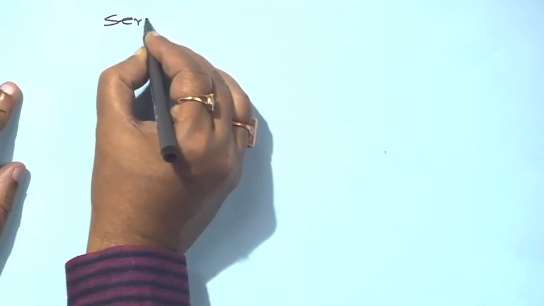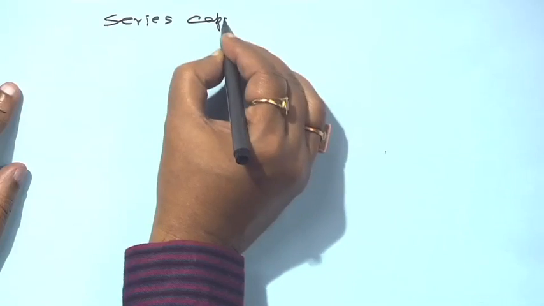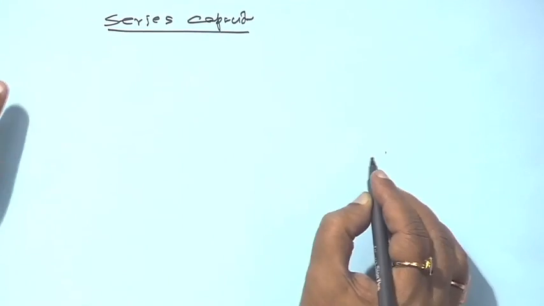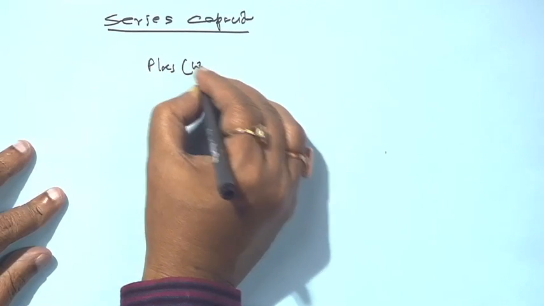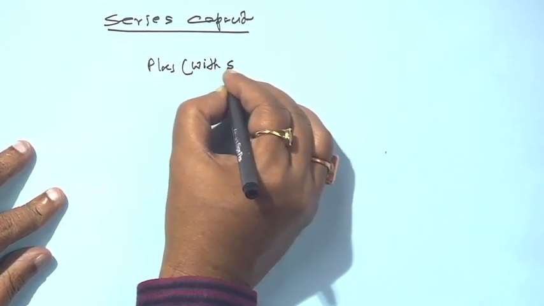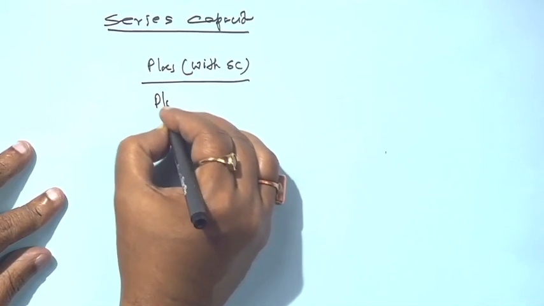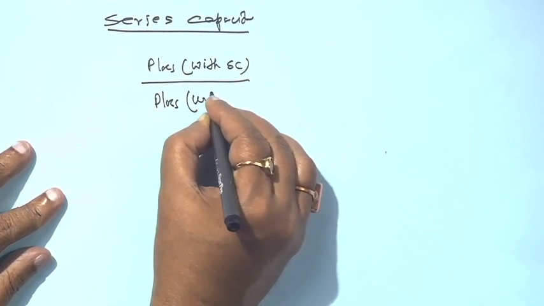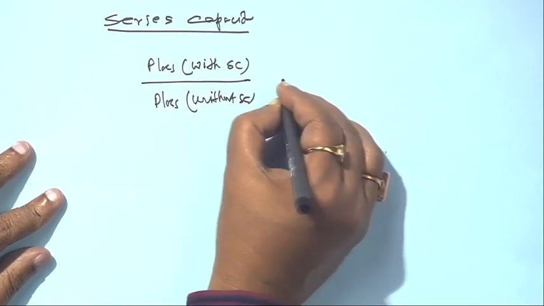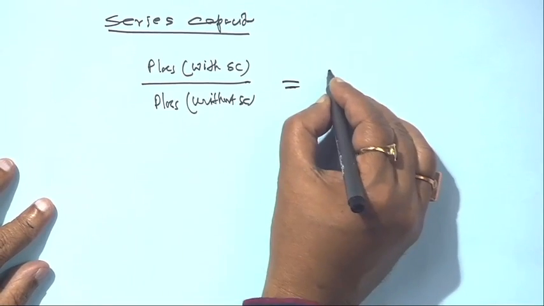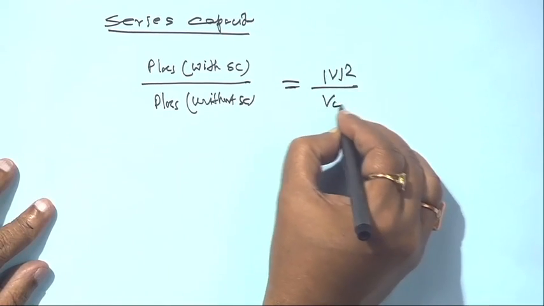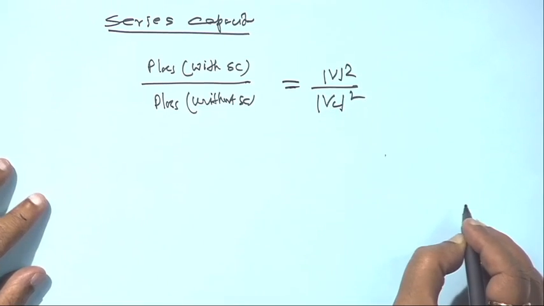Okay. So, just before taking a few examples, let us summarize what we have studied for series capacitors. Before taking the example, you will find some interesting things. With a series capacitor, the power loss without the series capacitor divided by the power loss with it is inversely proportional to the square of the voltage magnitude. So, we got this V square upon V c square.